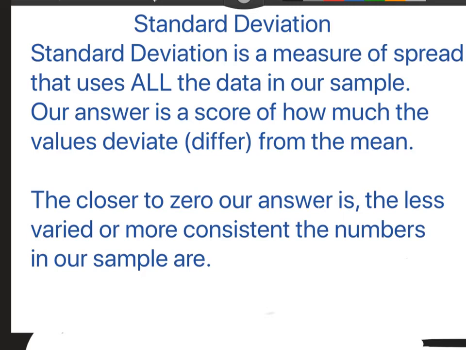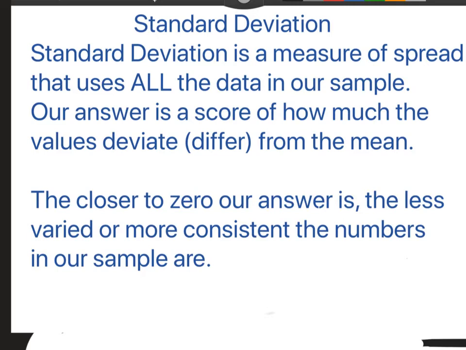So standard deviation is a measure of spread that uses all the data in our sample. That means it doesn't just use the highest and lowest, it uses every single number on the list. And our answer is a score of how much all our values deviate or differ from the mean. Because the word deviation, if you deviate from the path, it means you go off the path.